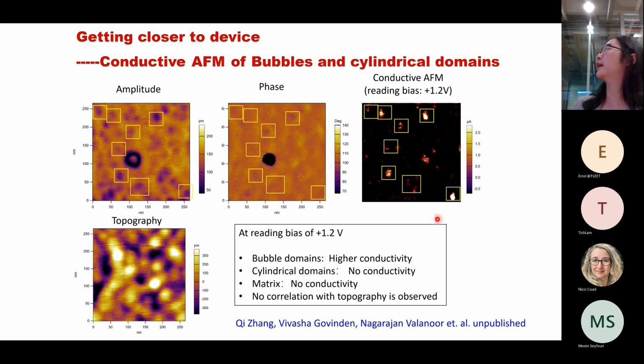This one is conductive AFM. We get this image by scanning the surface under constant bias, and it gives feedback of the current in the scanning area. We can see that this area shows a high conductivity, which corresponds to these bubble domains. And I mentioned that for the BFO films, the domain walls can show this high conductivity.